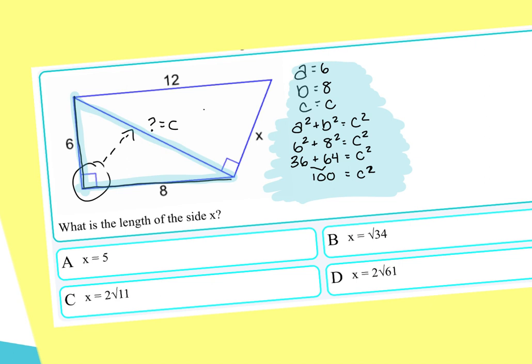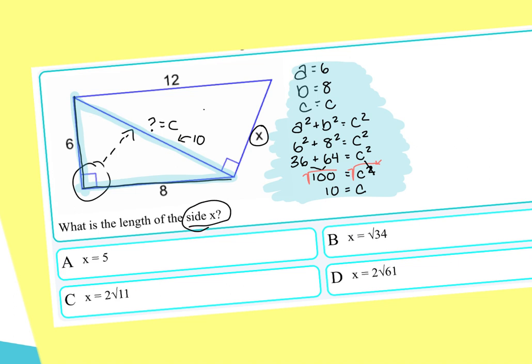Now, here is where we need to get rid of the square by square rooting. Again, please don't make this more difficult than it has to be. Square root of 100 is 10, and square root of C squared is just C. So my answer is 10 for this side only. So notice that all I did was find this side, and now I know that it's 10. I still don't know what x is, which is what they want.